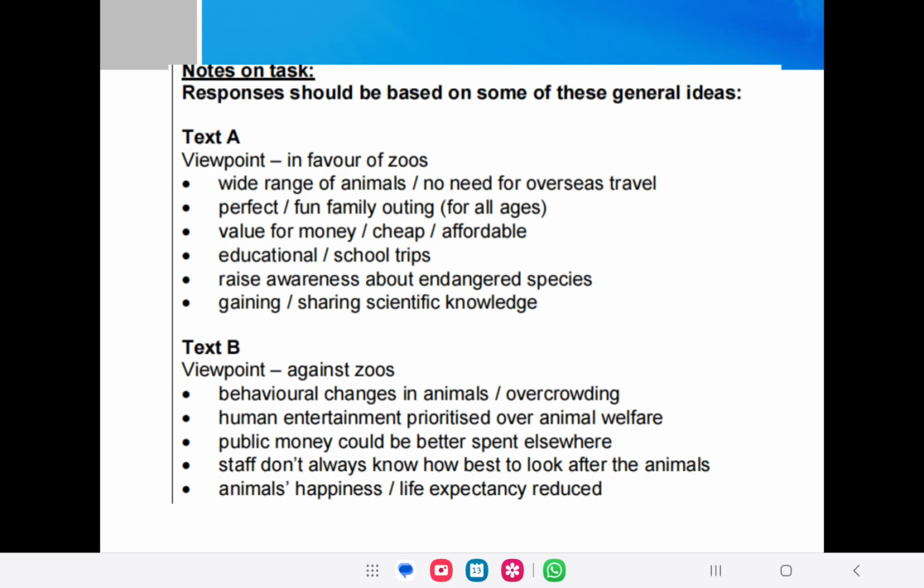Behavioral changes in animals, overcrowding, human entertainment prioritized over animal welfare. Public money could be better spent elsewhere. Staff don't always know how best to look after the animals. Animals' happiness and life expectancy reduced.